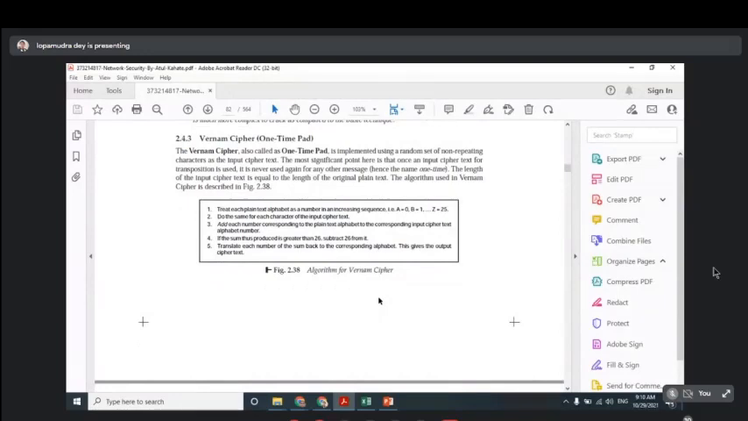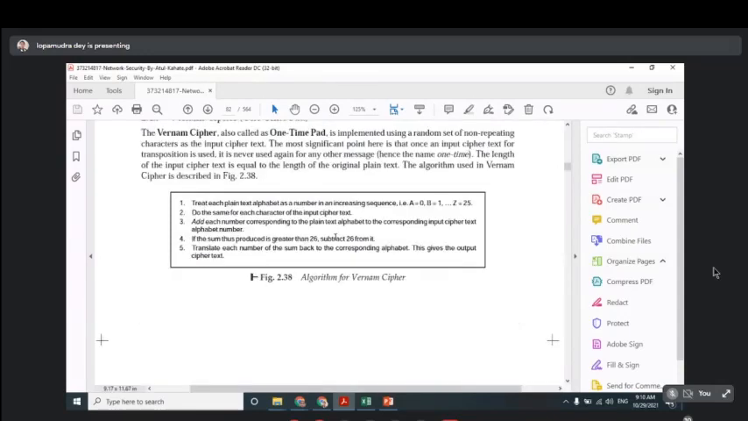It is implemented using a random set of non-repeating characters as an input ciphertext. So this is the algorithm for the Vernam cipher. The Vernam cipher is also an example of symmetric key cryptography. What is symmetric key cryptography? When the same key is used for encryption and the same key is used for decryption. The same key we use to convert plain text to ciphertext, and that key again we use to convert ciphertext to plain text. So that is called the Vernam cipher.